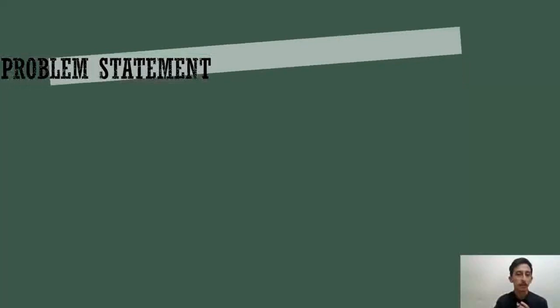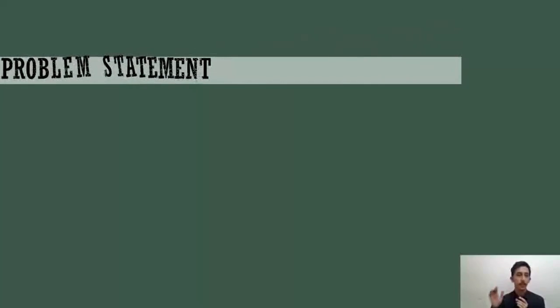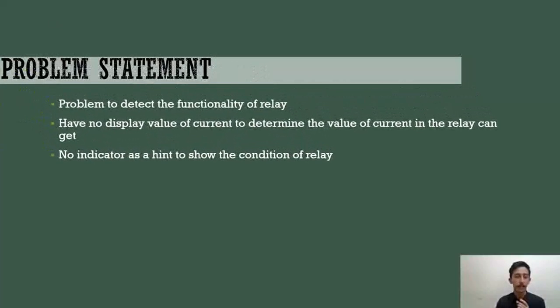Let's go to the problem statement. First, it is hard to detect the functionality of relay. Second, there is no display value of current to determine how much current the relay can get. And third, there is no indicator as a hint to show the condition of relay.